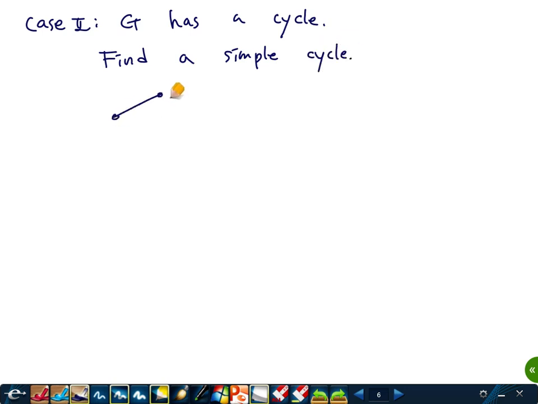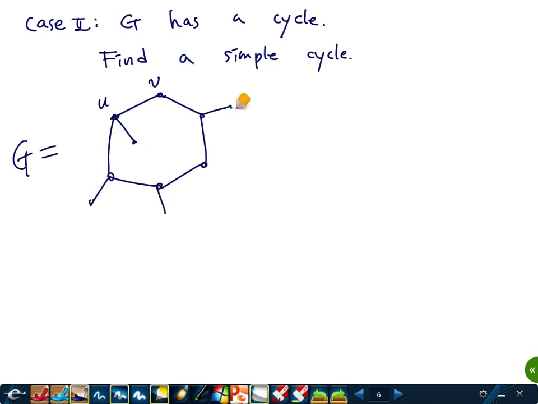So maybe something like this. I don't know, there could be arbitrary cycles considered. And let's consider one edge, U and V, in the cycle. Okay? So G is this. Of course, this is not just a cycle. It has more complicated structure. We don't know exactly, but it's like that. But we have at least one simple cycle like that.